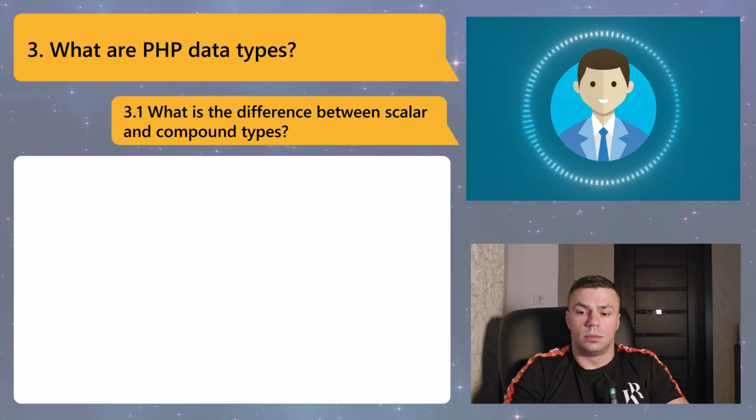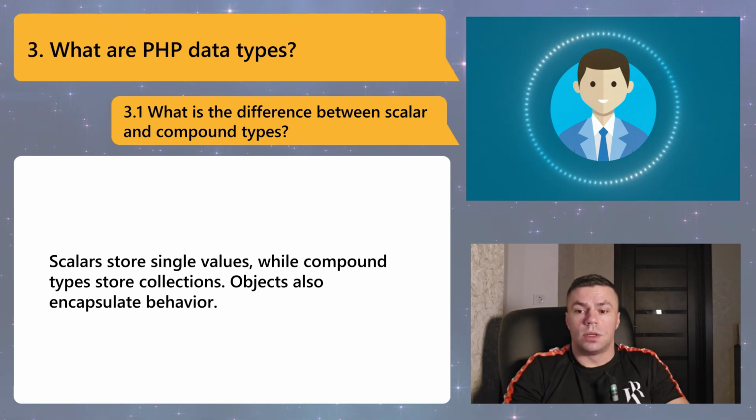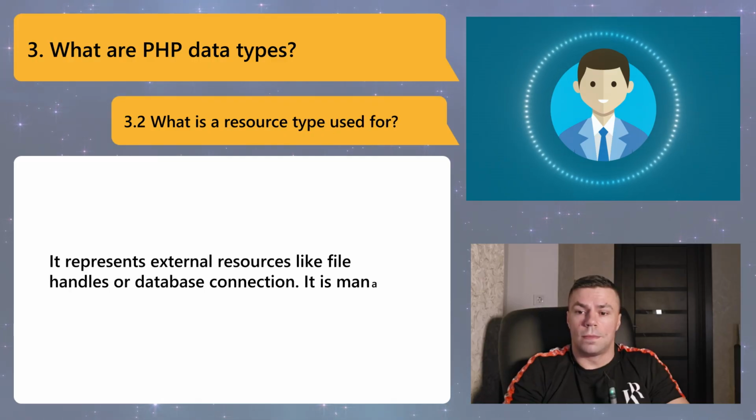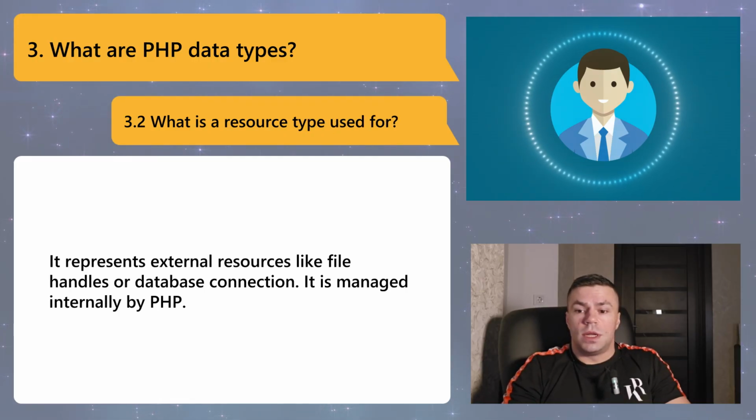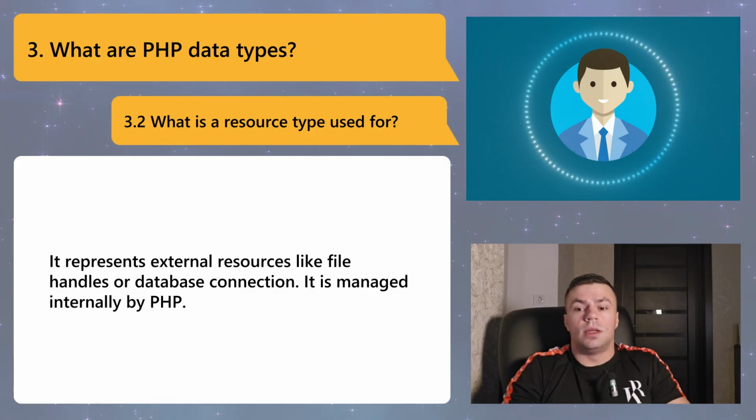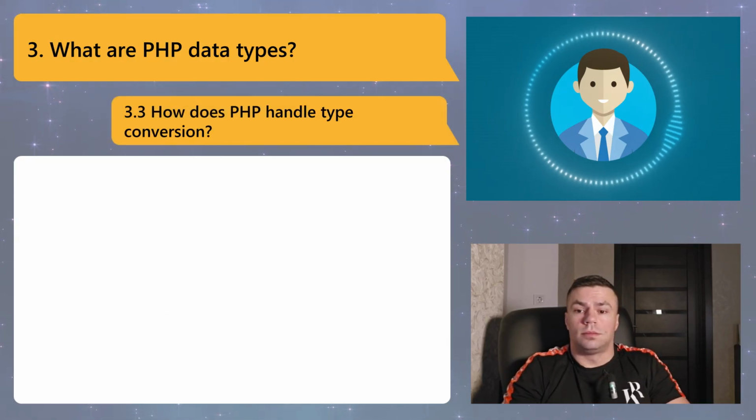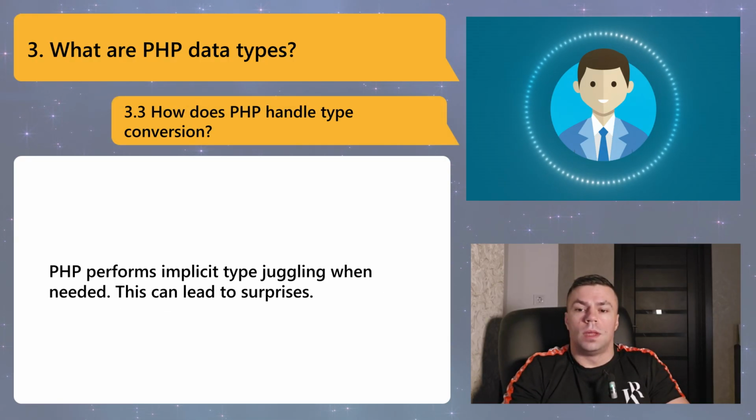What is the difference between scalar and compound types? Scalar types store single values while compound types store collections. Objects also encapsulate behavior. What is a resource type used for? It represents external resources like file handles or database connections. It is managed internally by PHP. How does PHP handle type conversion? PHP performs implicit type juggling when needed. This can lead to surprises.